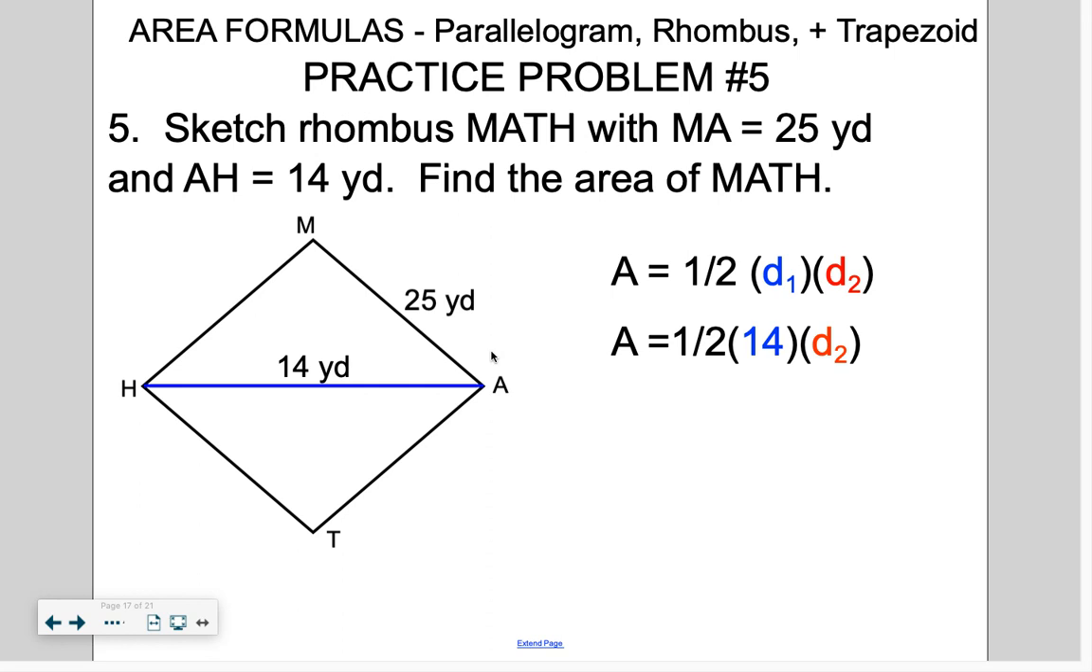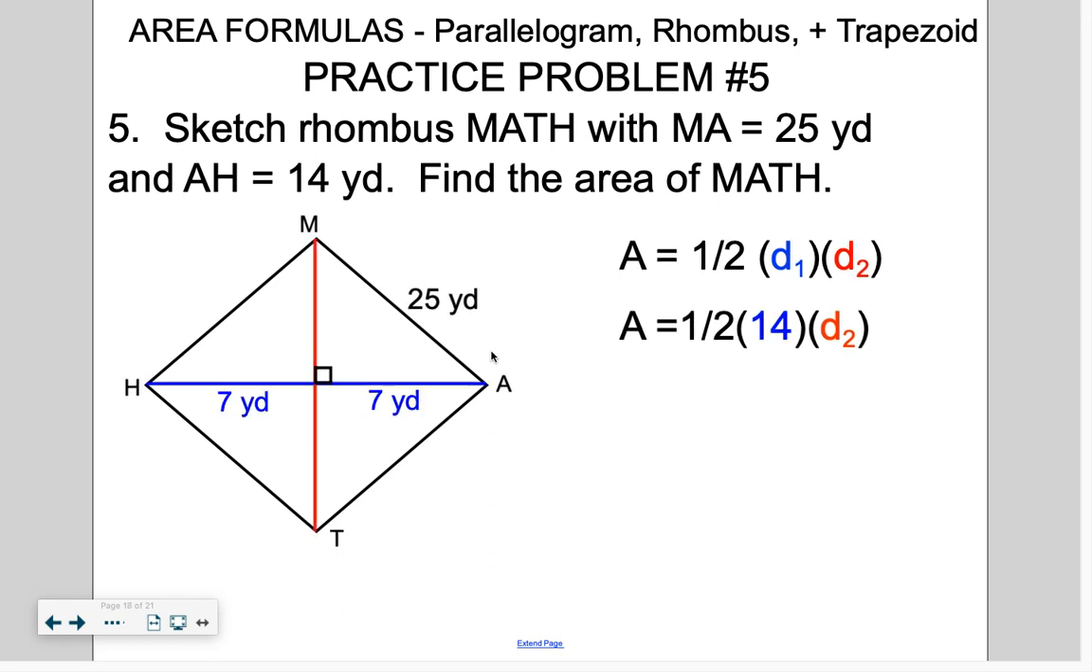And then being that it was a rhombus, I wrote down the formula for area of a rhombus, which was 1/2 diagonal 1 times diagonal 2. Okay, well, we have diagonal 1. It was given to you. Diagonal 2 is nowhere to be seen. So maybe we have to draw it in. That diagonal would be connecting M and T. So let's go ahead and draw that diagonal in.